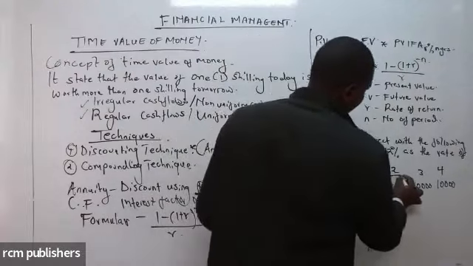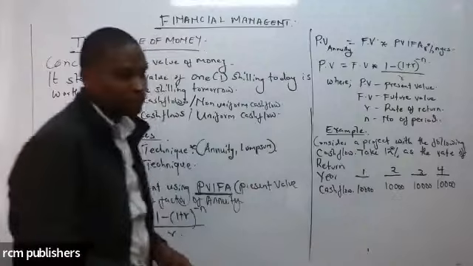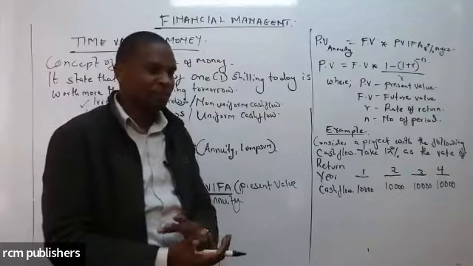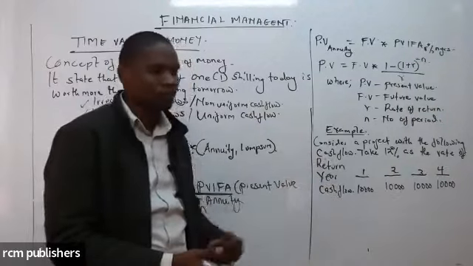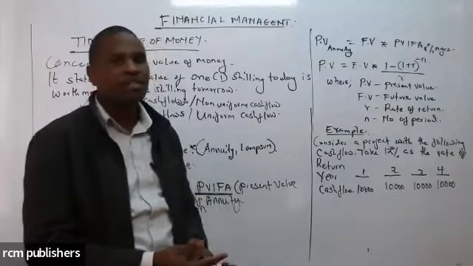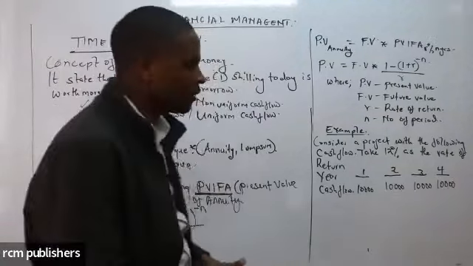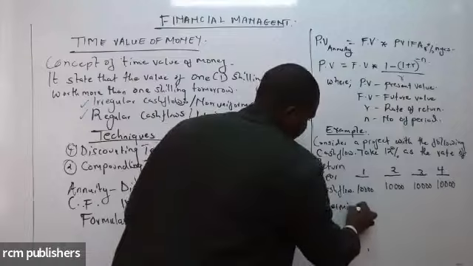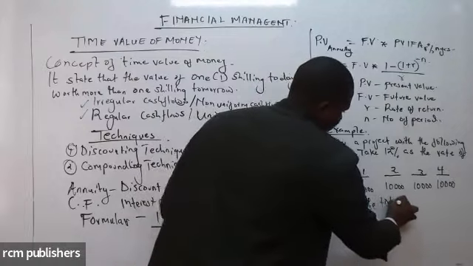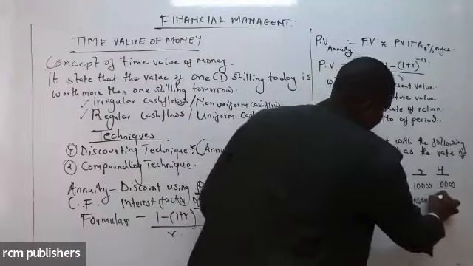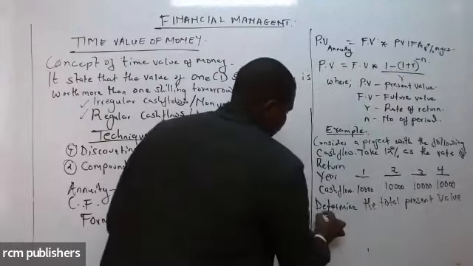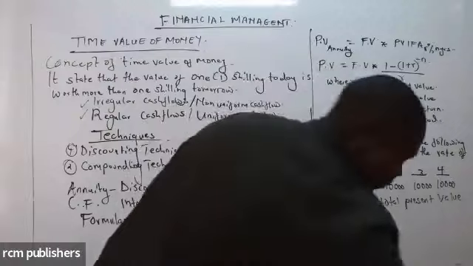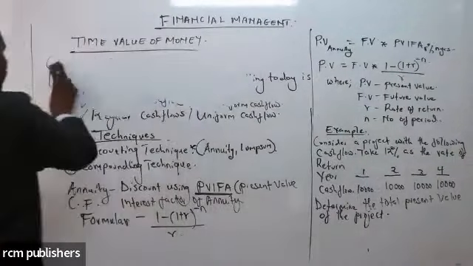So if I look at these years, the cash flow is the same. If I look at year 1 to year 4, we have similar cash flow. Then the examiner asks you, determine the total present value of the project. This is very good. We need to determine the total present value of the project.